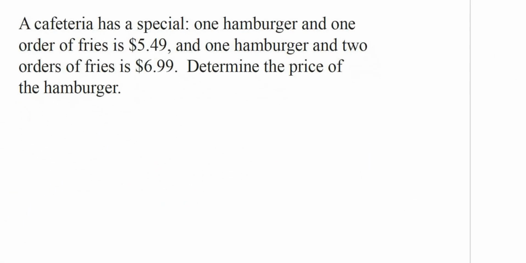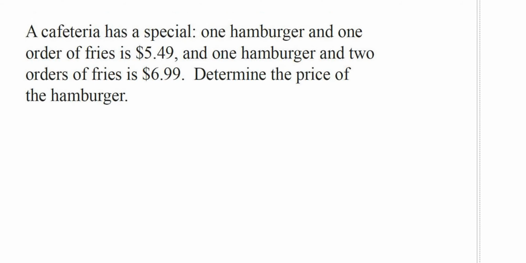Let's keep on going here. A cafeteria has a special: 1 hamburger and 1 order of fries is $5.49. I'll use H for hamburger and F for fries. So H plus F is going to be $5.49. That's your first equation. I won't do let statements here because H for hamburger and F for fries is pretty simple.